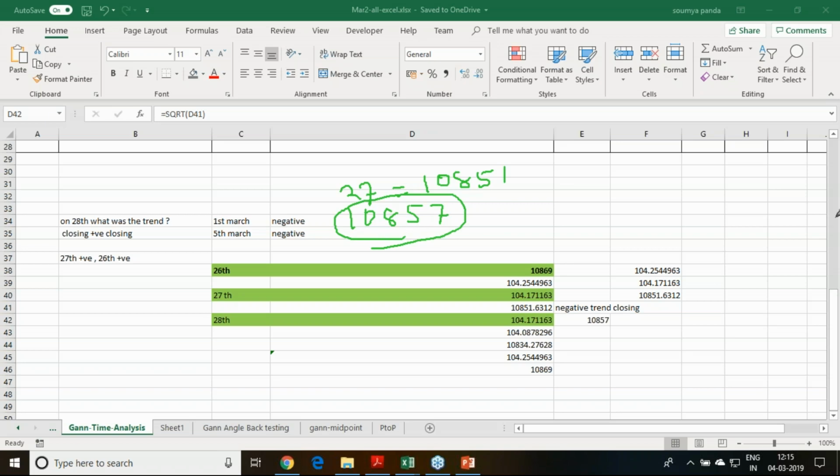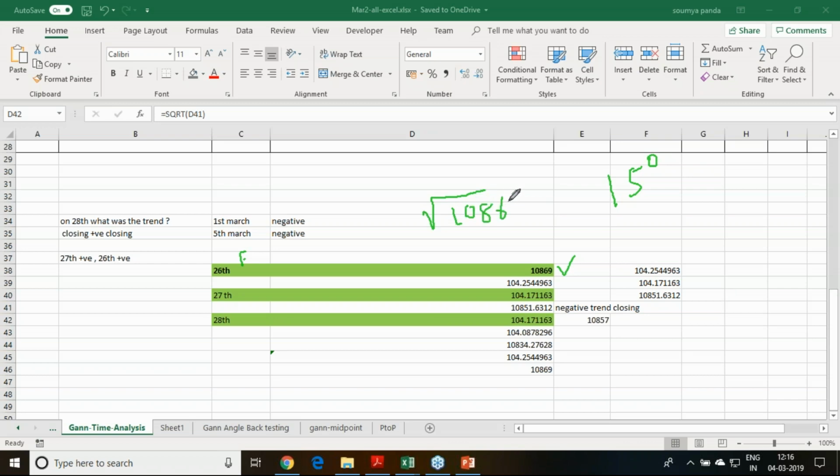To validate this fact, I am going for a little bit more explanation. On 26th of February, the Nifty closed at 10,869. I am going to derive the 15-degree support points of the Nifty using the Gann method. So how will I be deriving? I will take the square root of 10,869. Then I have to subtract the 15-degree factor, so 15 divided by 180, and the net result I will take a square. That is the 15-degree support. If I want 15-degree resistance, I have to add it.